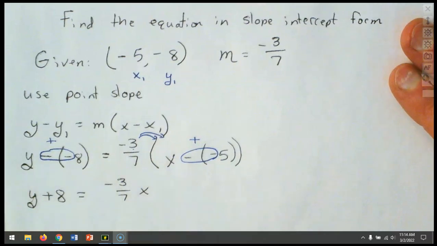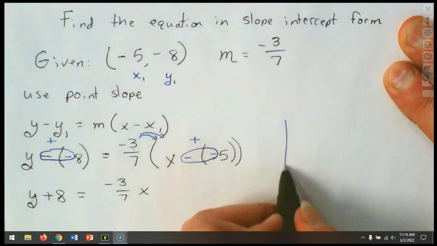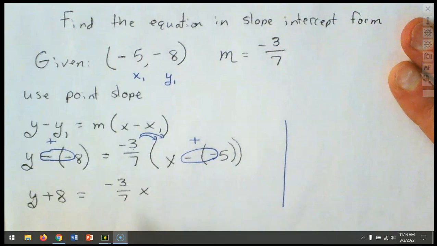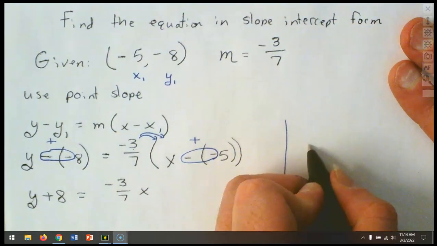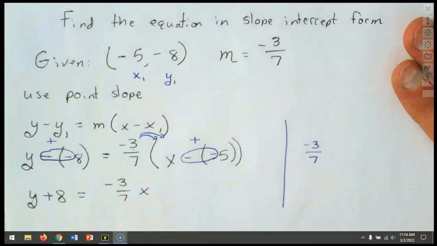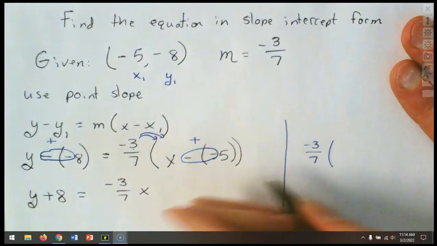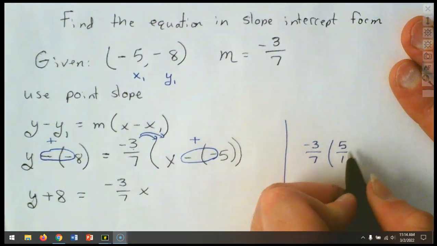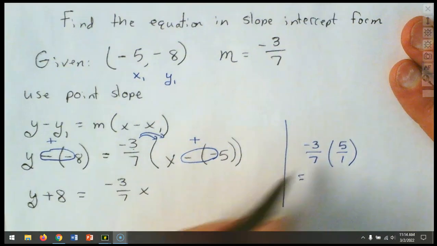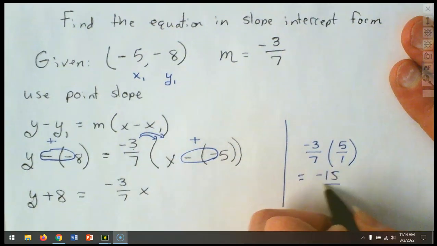If you struggle with the fractions, write them out over to the side. So if you struggle with multiplying, write it out. And what do we have? We have a minus 3/7, and we're going to have to multiply that by a 5/1. Nothing cancels. That makes it then a minus 15/7.